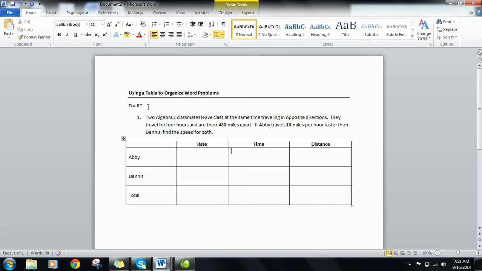So what I'm understanding is that distance is rate times time. So if this column is distance, then rate and time are here. So whatever Abby's rate times her time is going to be equal to that distance. Okay, and then in this row I have the total.